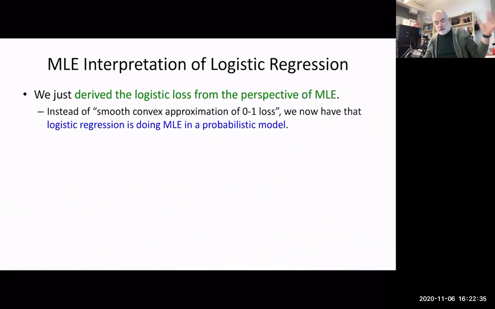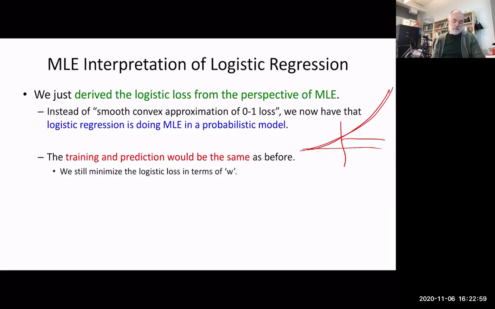So we just derived the logistic loss from the perspective of maximum likelihood estimation, right? That's cool, right? Instead of the weird way we got to it before, where we had the 0-1 loss and did all sorts of things, and then we got to the log-sum-exp trick to smooth the 0-1 loss, we now have logistic regression doing maximum likelihood estimation in a probabilistic model, right? So the training and prediction would be the exact same as before.